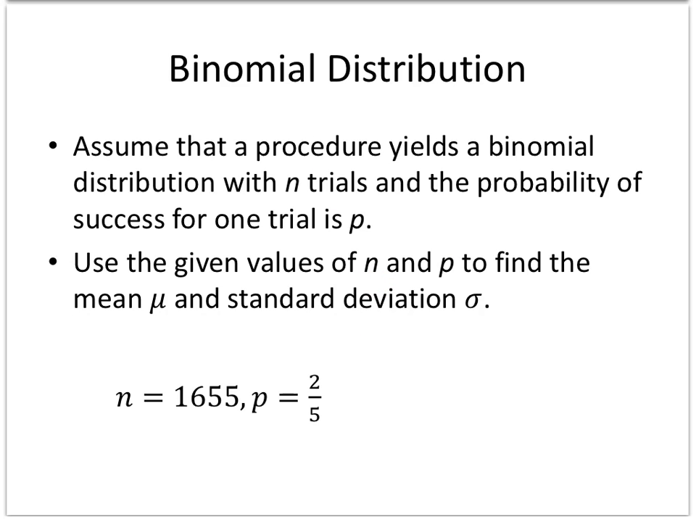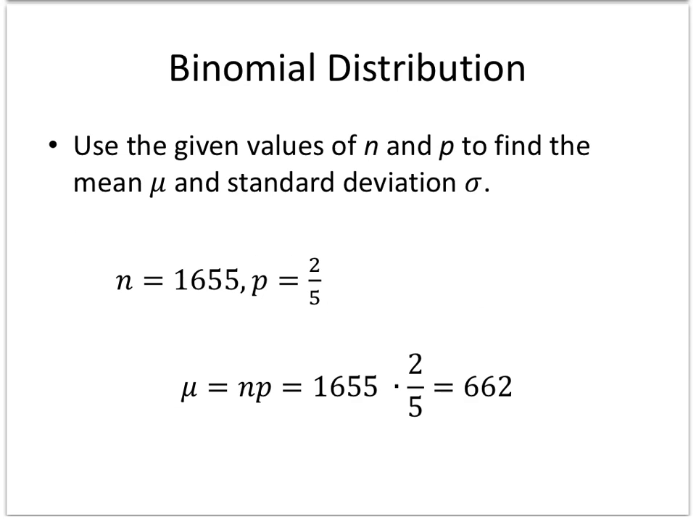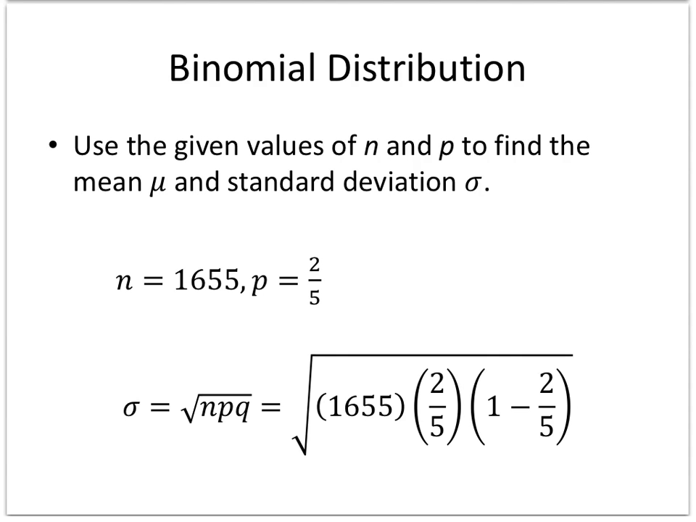and the standard deviation. So if n equals 1,655 and the probability of success is 2 out of 5, or 2/5, then use the formula n times p, and that gives you the actual mean. You have a formula as well. You take the square root of n times p times q, where n again is the number of trials, p is the probability of success, and q would be the probability of failure, which would be the same as 1 minus the probability of success.